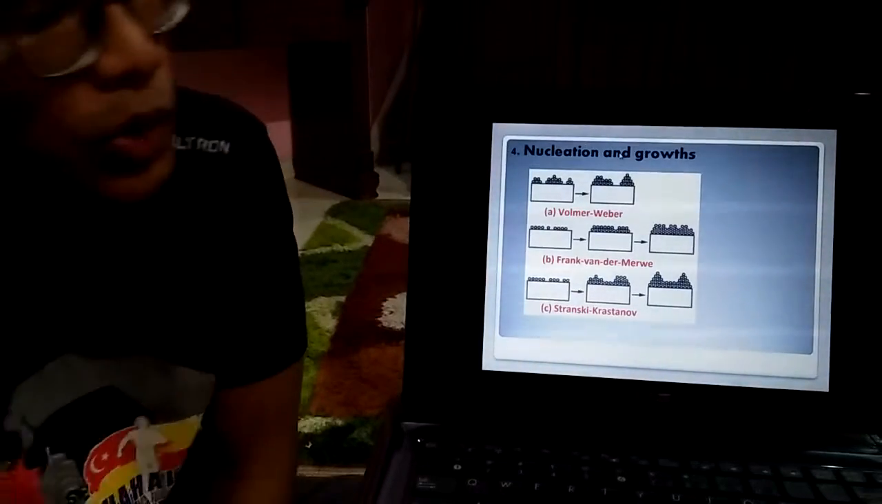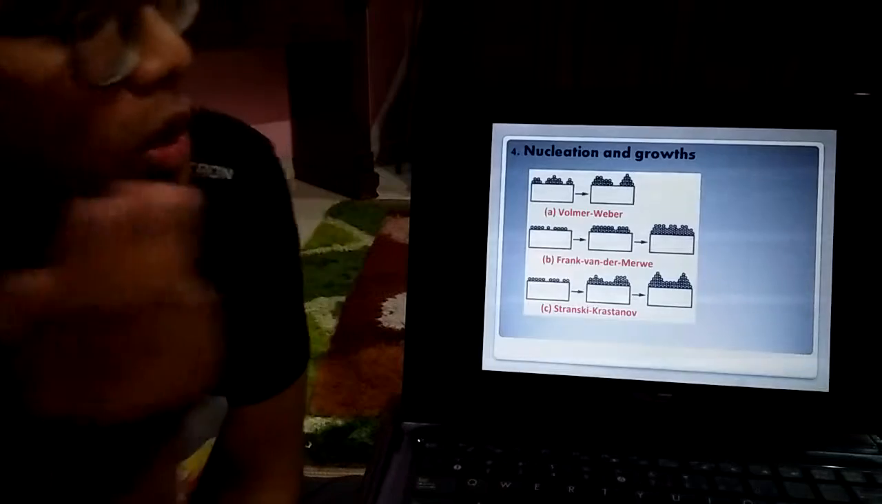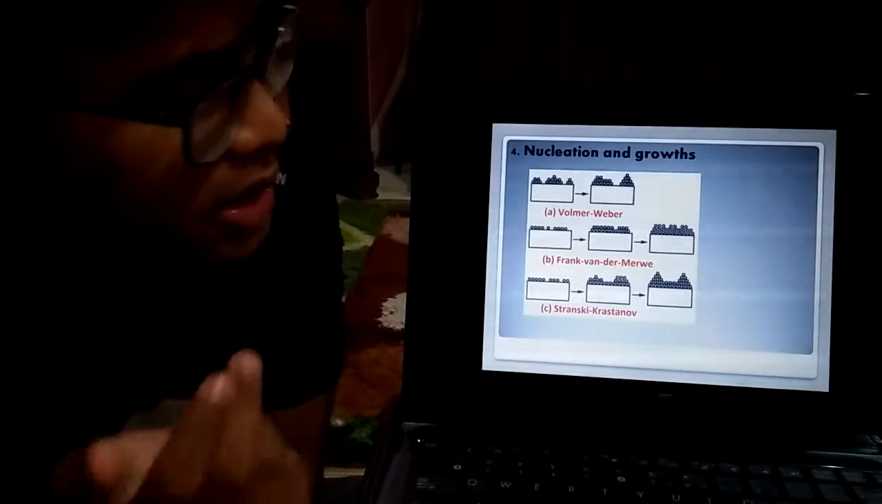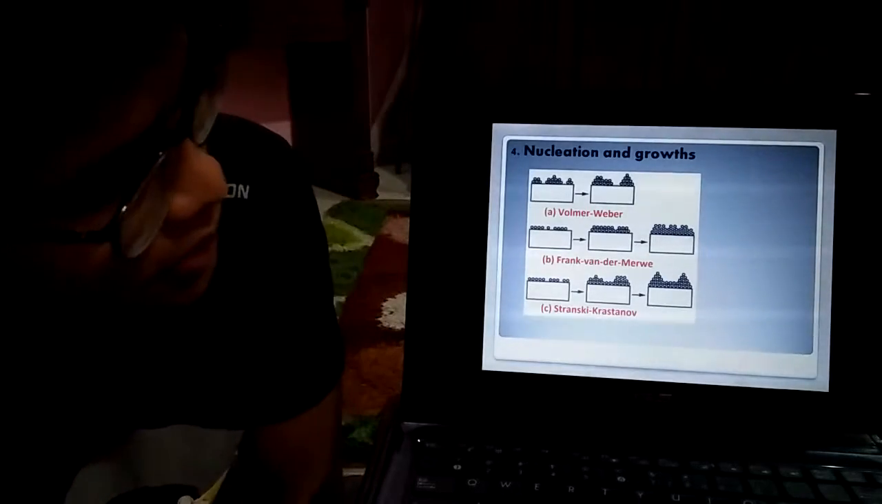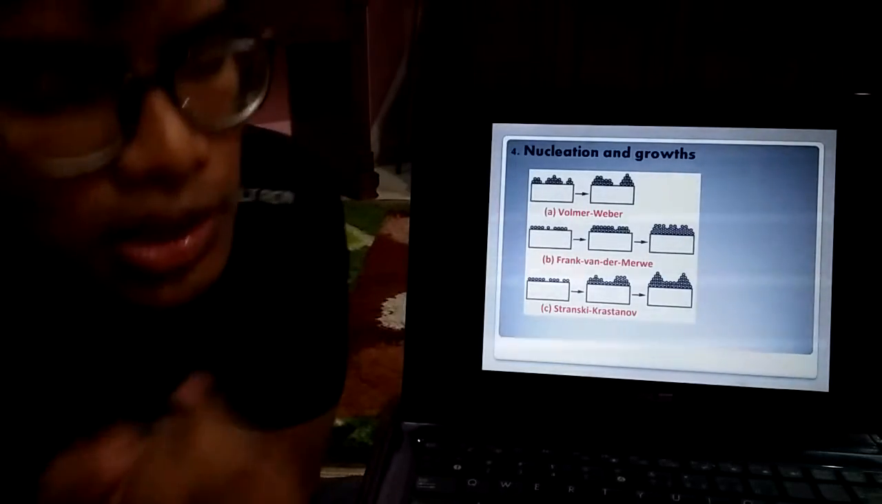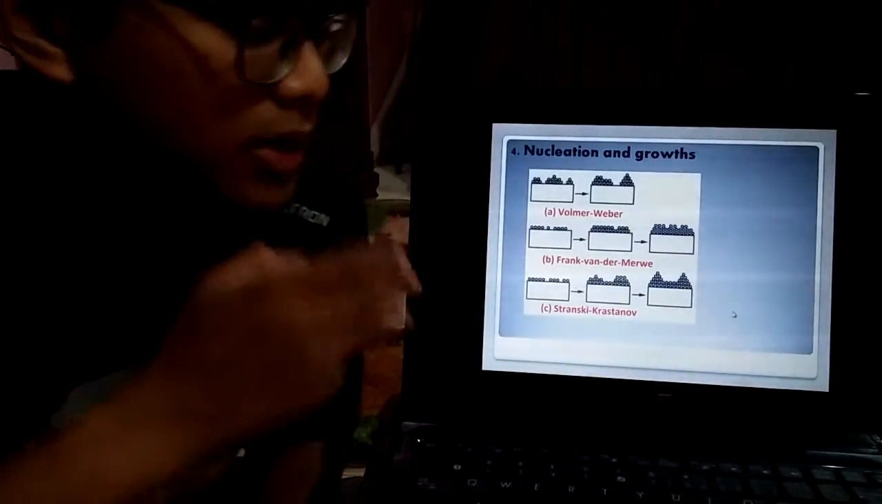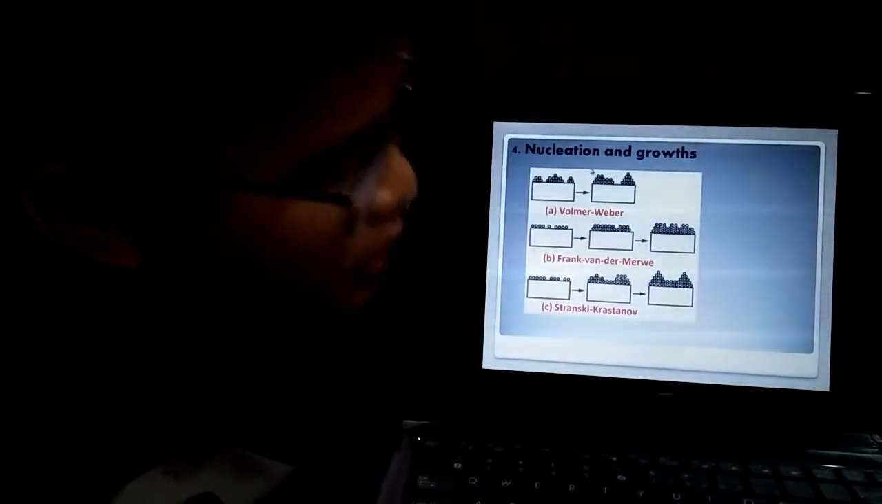All right. So these are the three types of nucleation and growth. The first one is Volmer-Weber. The second one is Frank-van der Merwe. And the last one is Stranski-Krastanov. I will tell you the details about these three growth modes of thin films.